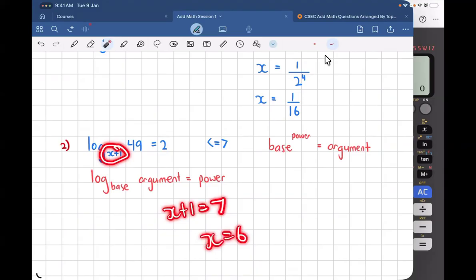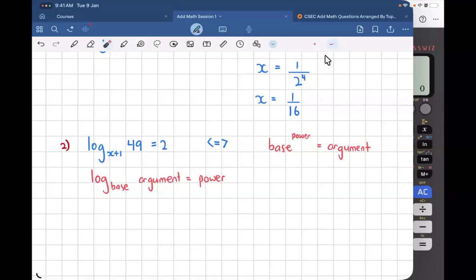Oh, okay. Now we understand, right? Because in the log form, it's base to the argument to the power. In other words, what base to the power 2 would be 49? Obviously, that base would be 7. So x plus 1 is equal to 7. Poof. I know it's a little mind blowing. But let me show you the formal way to do it.